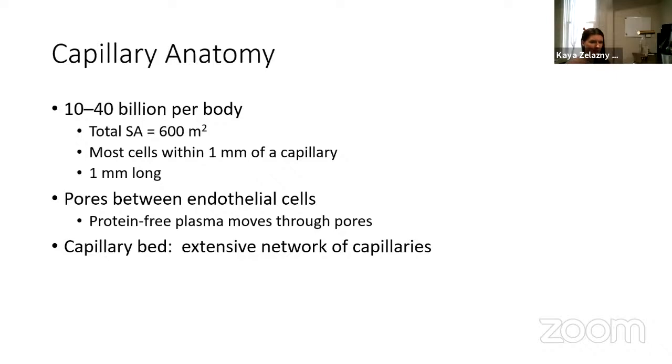Okay. So what we're going to see traveling between our endothelial cells in that single layer is protein-free plasma for now, right? It's because proteins are big, they can't fit between cells. When we refer to all our capillaries together, we refer to them as a capillary bed.